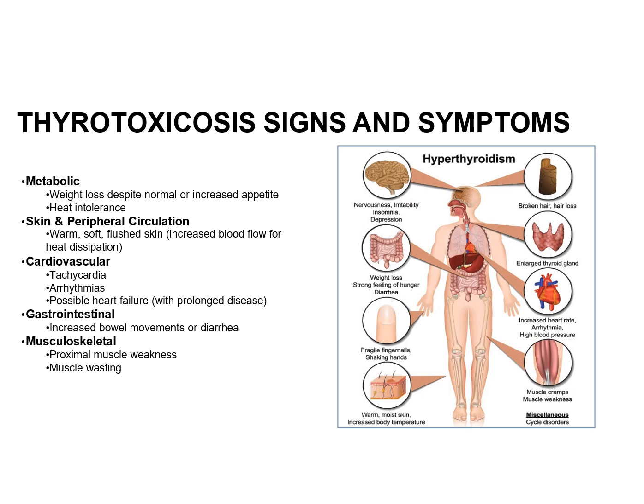Gastrointestinal motility increases, leading to frequent bowel movements or diarrhea. Musculoskeletal effects include proximal muscle weakness and muscle wasting, which can significantly impact the quality of life. Together, these features create the classic clinical picture of hyperthyroidism.